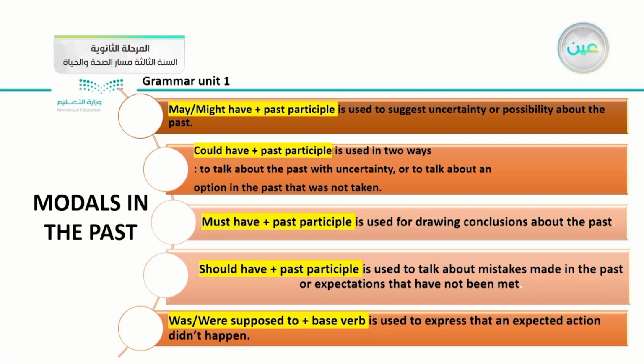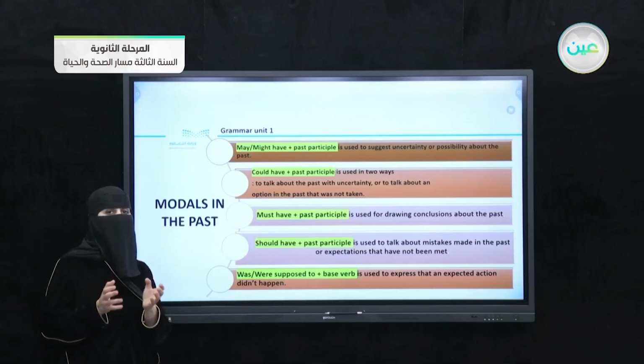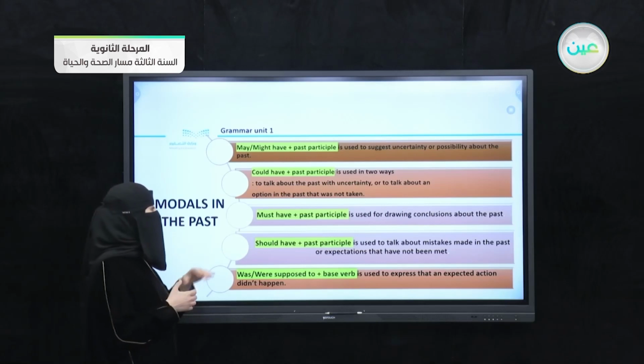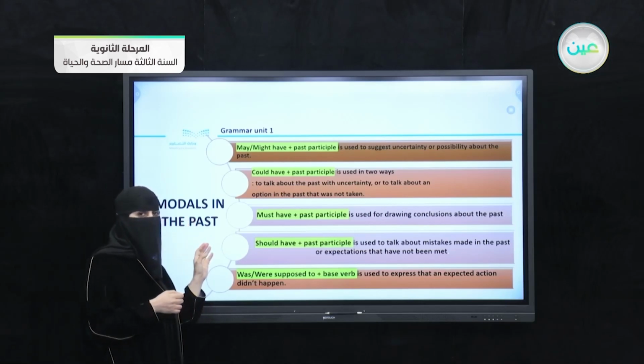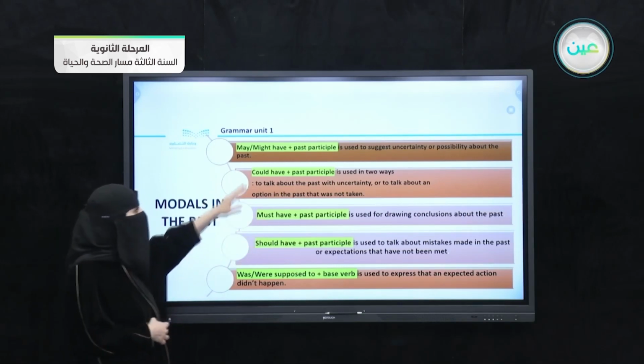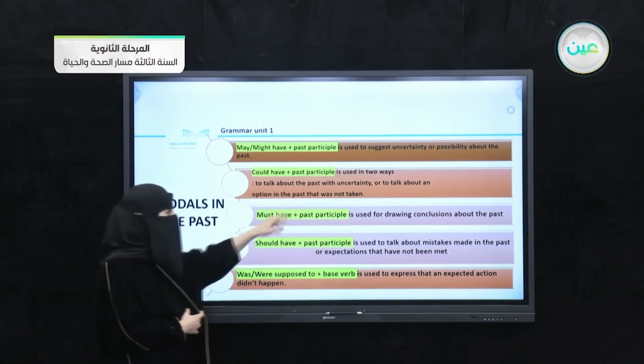So we can use was supposed to, or we can use were supposed to with the plural, and the verb is the base. That is the conclusion or summary for our grammar in Unit 1: how we apply modals in the past, how many kinds, the structure for each one, and the purpose or usage for each one of them.